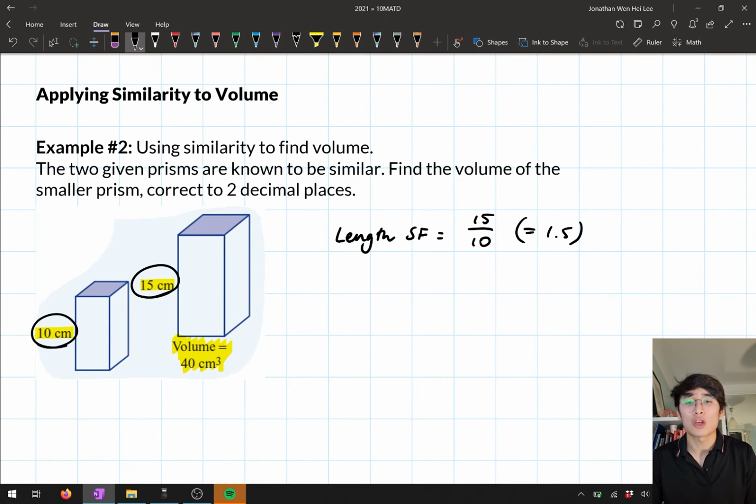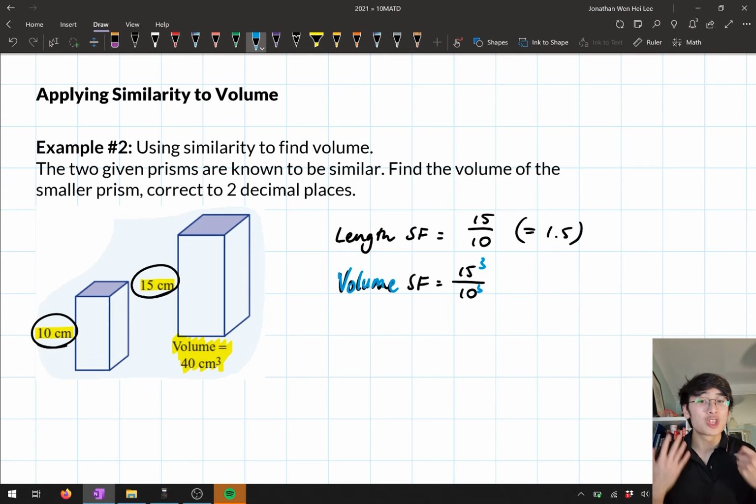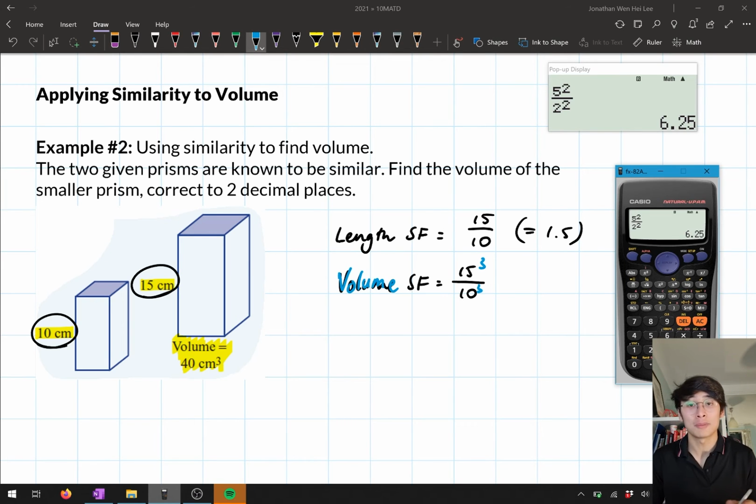Because from here, what I want to do is find the volume scale factor. Here I'm dealing with volume, so I'm going to find the volume scale factor. And if you remember, volume is a cubic unit, so I'm going to need to raise this to the power 3. So this is 15 cubed divided by 10 cubed. Here I'm cubing the ratio between my two lengths, and I need to raise it to the power 3 because I'm dealing with volume.